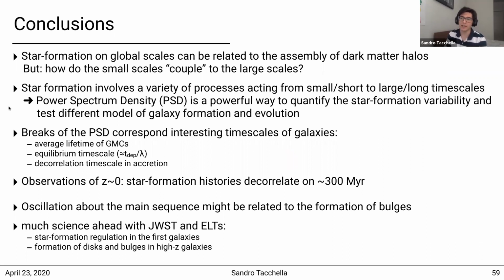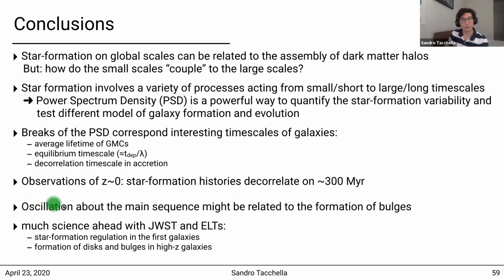In particular, for this analytical approach, I showed you that the breaks in the power spectrum correspond to the average lifetime of GMCs on short time scales. This is quite interesting because it might open a window to measure the GMC life cycle in galaxies that we are not able to spatially resolve. We also showed that on intermediate and long time scales, the equilibrium time scale, which is related to the depletion time and the mass loading, and the correlation time scale in the accretion onto the galaxy play important roles. I showed you that the star formation histories of Milky Way-like galaxies at redshift 0 seem to decorrelate at around 300 million years.